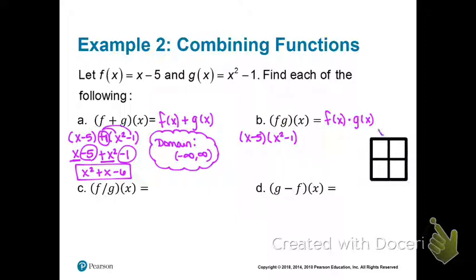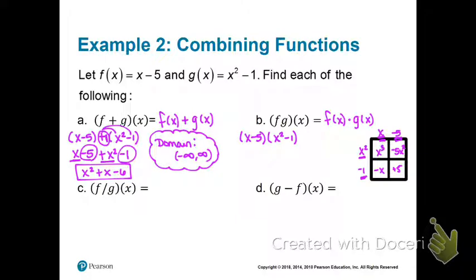One of them goes across the top, so I'm going to put my x minus 5, and the other one down the side, so x squared minus 1. And then we multiply. Going across, we get x squared times x, which is x cubed, and then x squared times a negative 5, which is negative 5x squared. Going across in the second row, I get negative 1 times x, which is negative x, and then negative 1 times the negative 5, which is positive 5.